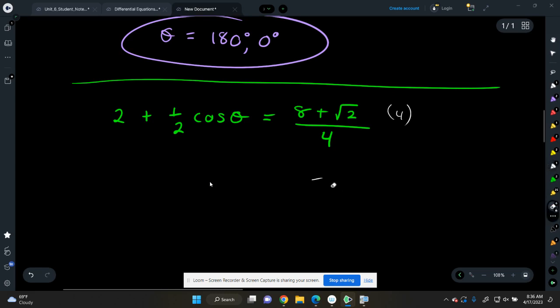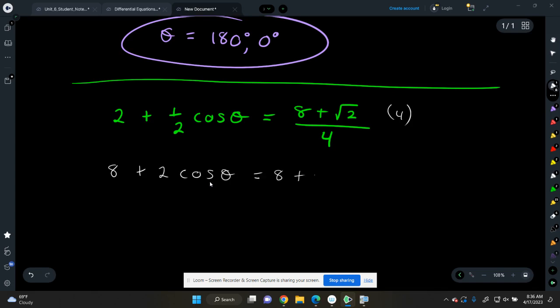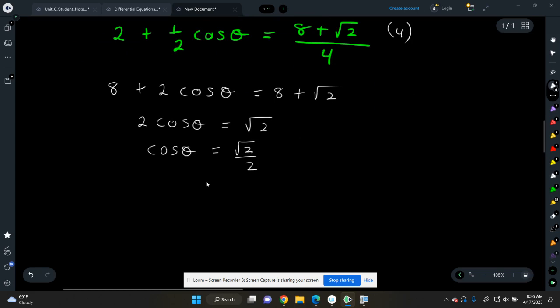Okay. So I get 8 plus 4 times 1/2 is 2 cosine theta equals 8 plus root 2. Okay. Subtracting 8, we get 2 cosine theta equals square root of 2. Divide by 2, cosine theta equals root 2 over 2. So we're looking at theta equals inverse cosine of root 2 over 2.